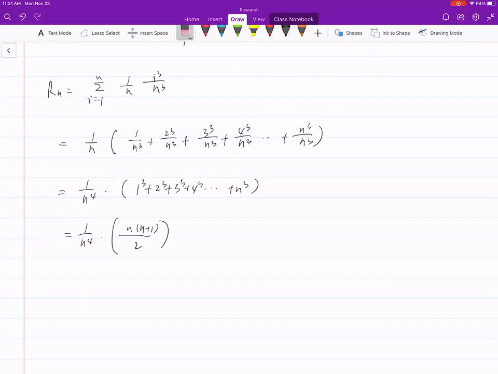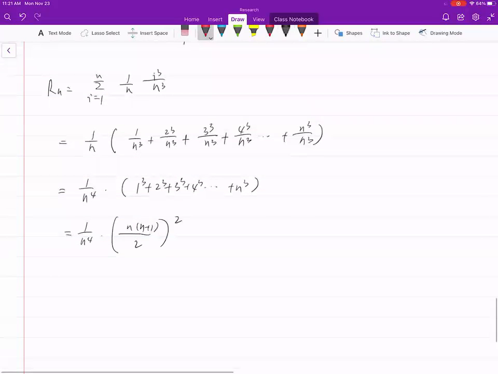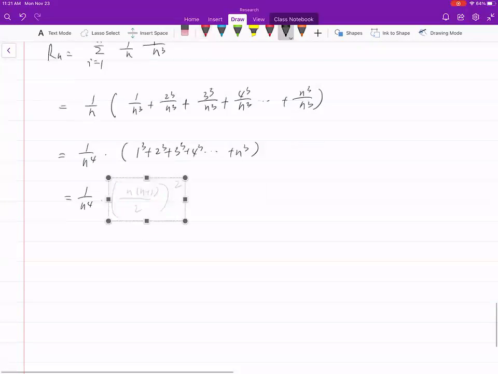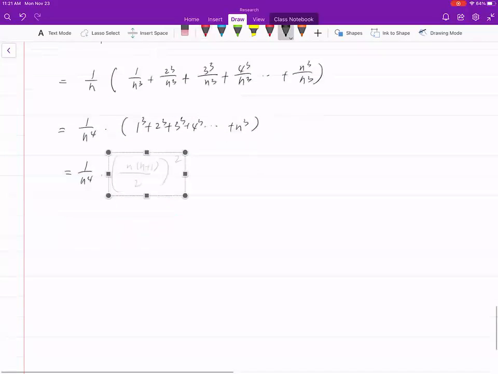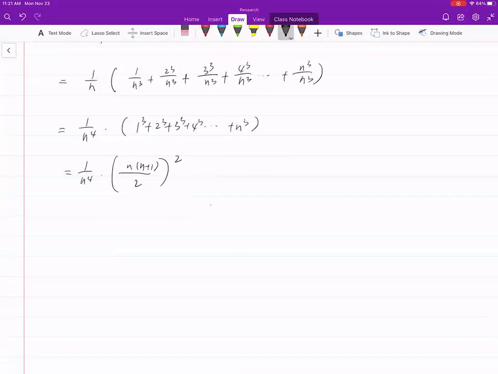Okay, so this formula here is given by Weber. Once you have that, now you just need to take the limit as n goes to infinity of Rn.